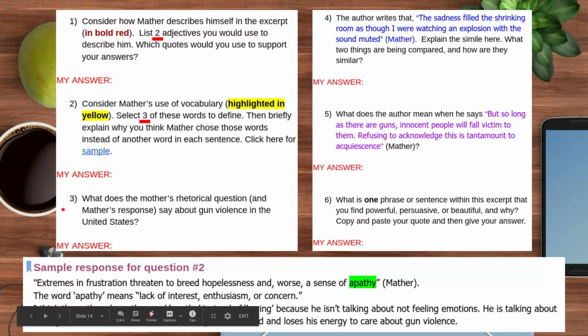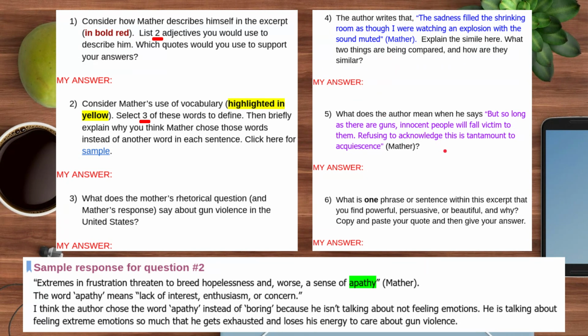Question number 3. What does the mother's rhetorical question and Mather's response say about gun violence in the United States? Number 4. The author writes that the sadness filled the shrinking room as though I were watching an explosion with the sound muted. Explain the simile here. What two things are being compared and how are they similar?